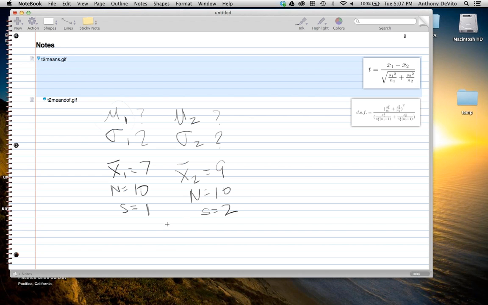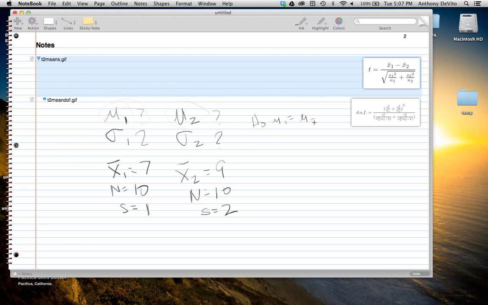Well, now, if we were doing a two-sided hypothesis, we would be starting with the assumption that we don't have any idea whether the population 1 mean or the population 2 mean is greater than the other. We don't have any idea. So our null hypothesis would be mu1 is equal to mu2, and our alternative hypothesis would be mu1 does not equal mu2.